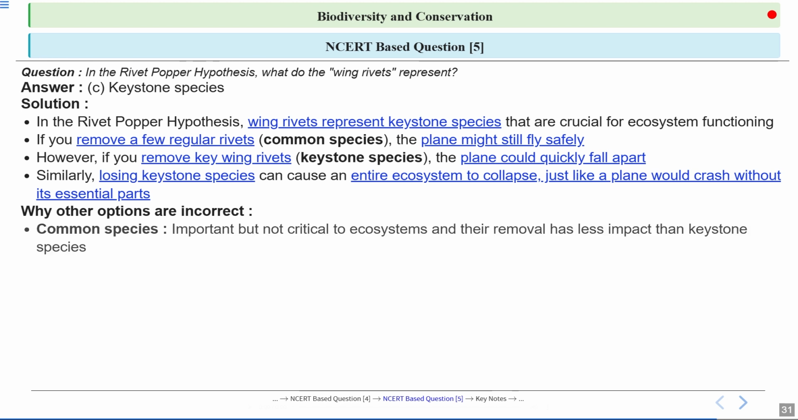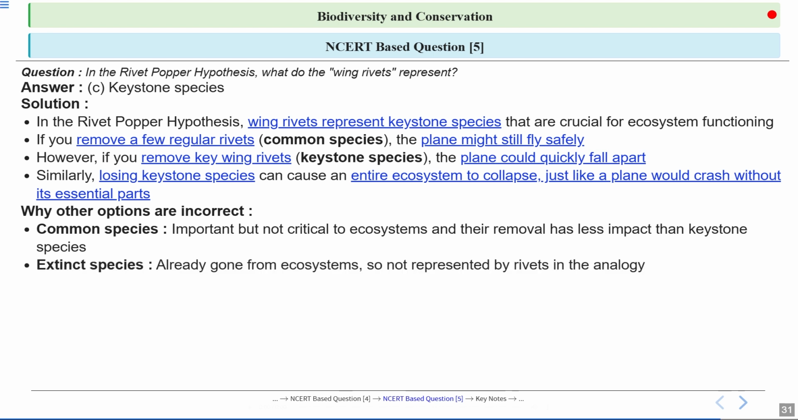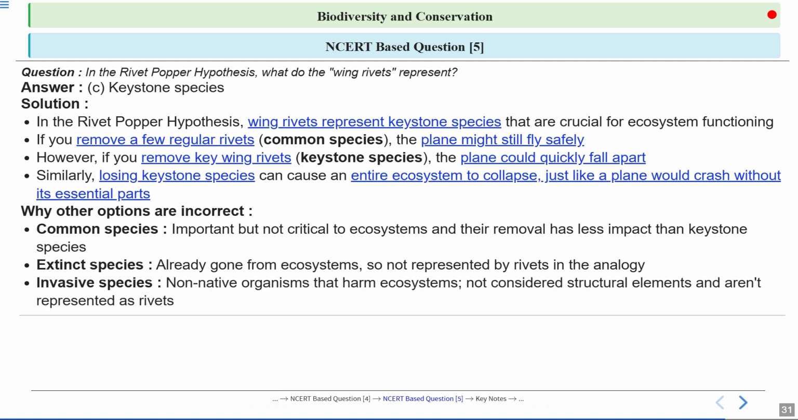Why are the other options incorrect? Common species are important, but they are not critical to the ecosystem structure. Removing them usually has less impact than removing a keystone species. Extinct species is also not a correct answer, as they are already gone from the ecosystem, so they can't be represented by rivets in the analogy. And invasive species are non-native organisms that can harm an ecosystem, but they are not considered structural elements in the analogy.